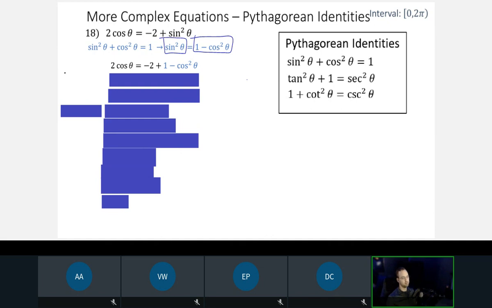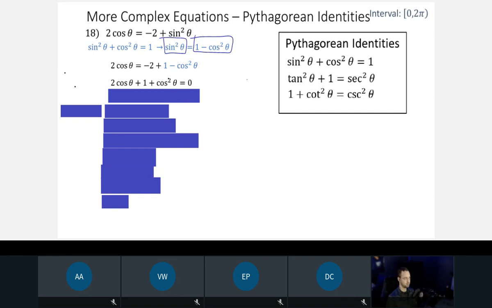So now we have a cosine squared, we have a cosine, we have an integer. Now this kind of tells us we're probably going to have to factor. Maybe. Let's find out. All right, so combine like terms. -2 plus 1 is -1. So I'm going to add 1 to both sides. I want everything to be on the left-hand side. And then I'm also going to add cosine squared theta to both sides.